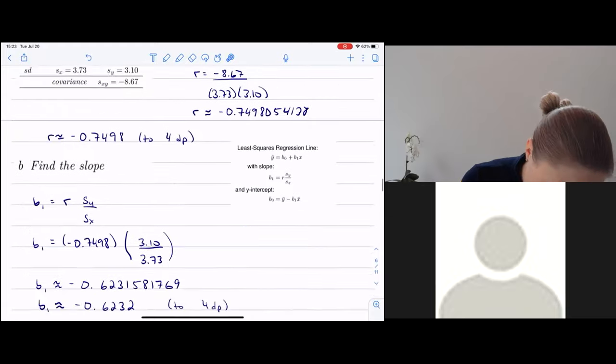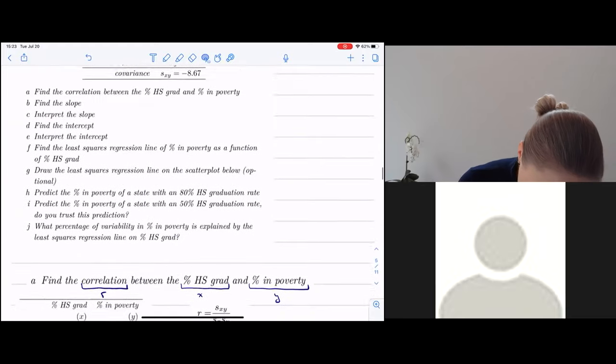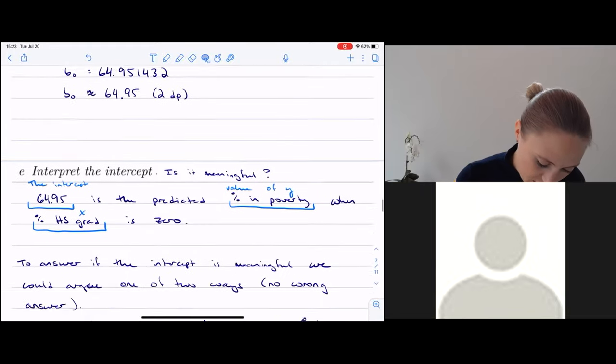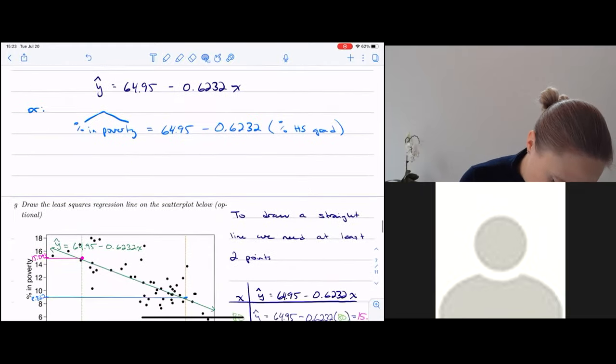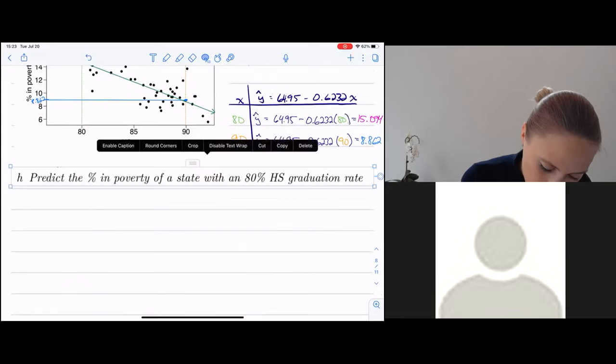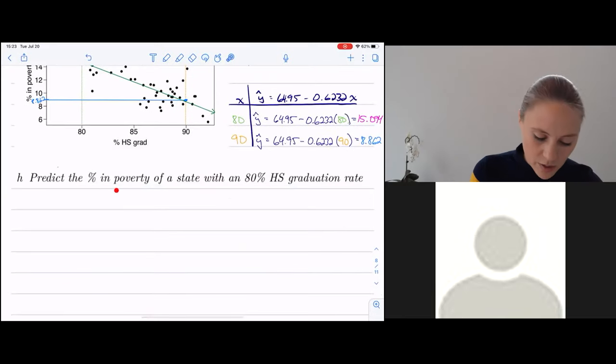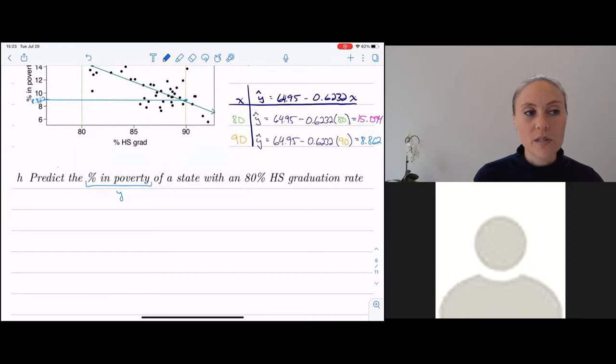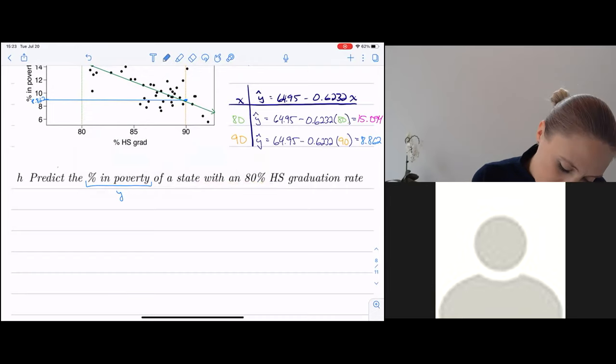Okay, I said it before, but I think it's actually time to predict the percentage in poverty of a state, and we're given some criteria here. Predict the percentage in poverty. So how I want you to read this, predict, that's your y. So predict y is really find y hat of a state with an 80% high school graduation rate.